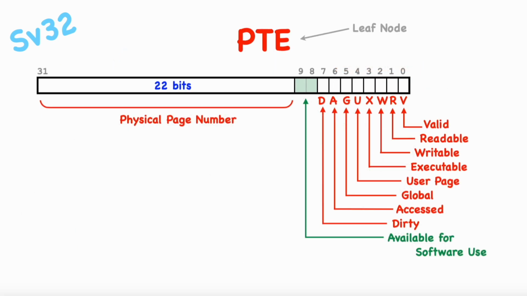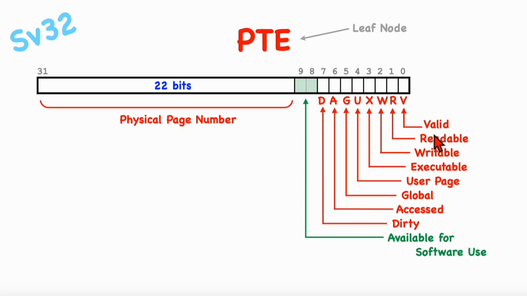Now let's take a closer look at the page table entries. With Sv32, they are 4 bytes in size and have this format. The first field is the physical page number. Recall that we're using 22 bits for physical page numbers. And then we have a bunch of bits. I'll be describing all of these later in detail, but for now let's just list them out.